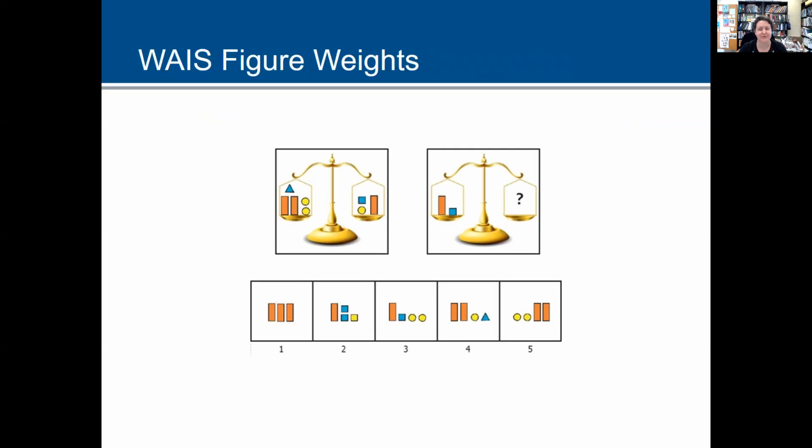Figure weights is also a new task for the WAIS-4. Again, not so new now. But essentially you have to do mental math and figure out what each of these things represents. If these two things are equivalent, then what would it take to actually fill in the question mark on the second one? So you essentially have to figure out what unit each of these things represents.